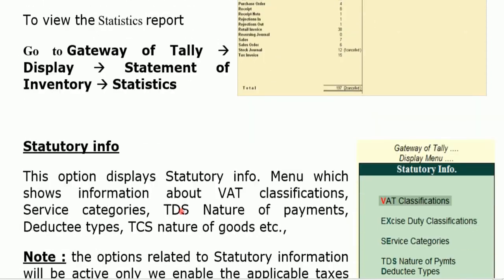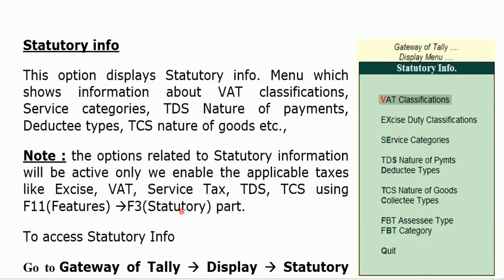Then the statutory info. Statutory means maybe the taxation reports. Okay, statutory info. Taxation report we can display by using statutory info. And here they have given VAT, okay, even the TDS, TCS, nowadays even GST, all those concepts are available in statutory info.